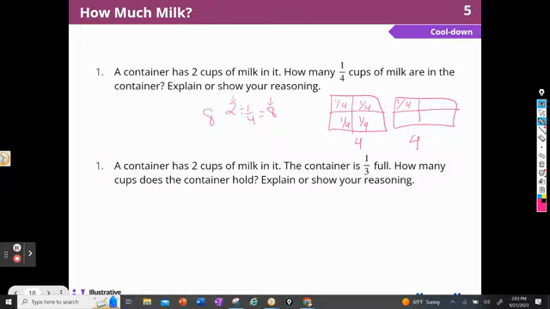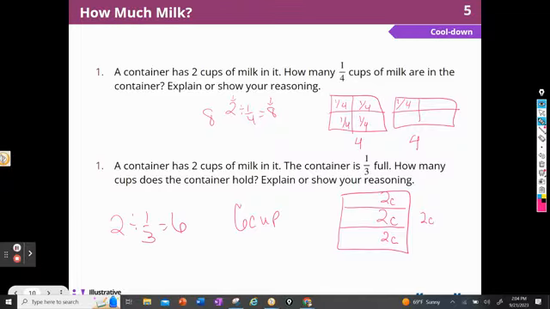Well, again, I'm going to draw a picture. So my container has 2 cups of milk in it somewhere, right? But it's only 1/3 full. So let's cut it into thirds. So here are my 2 cups. How many cups does the container hold? If it was full, how many cups would it have? Well, it would have 2 cups here, 2 cups here, and 2 cups here. So that would be 6 cups. All right. So that could also be written as 2 divided by 1/3 is 6.